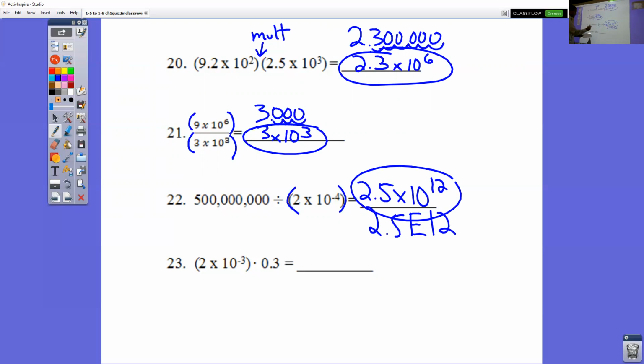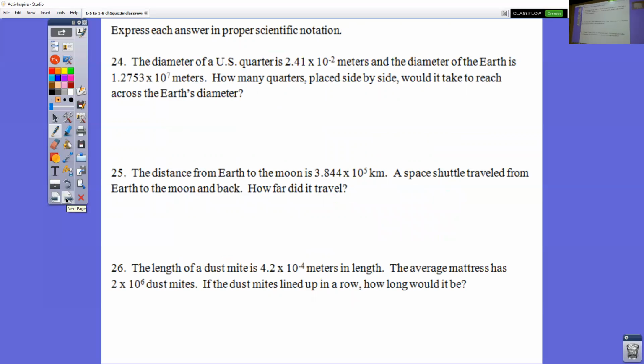In number 23, when you type it into the calculator, you get 0.0006. So put a decimal point after the 6. So you're going to have 6 times 10, 1, 2, 3, 4, to the negative 4th power. The last types of questions are word problems. In number 24, the diameter of a US quarter is 2.4 times 10 to the negative 2nd meters. The diameter of the entire planet Earth is 1.27 times 10 to the 7th meters. How many quarters placed side by side would it take to reach across the Earth's diameter?